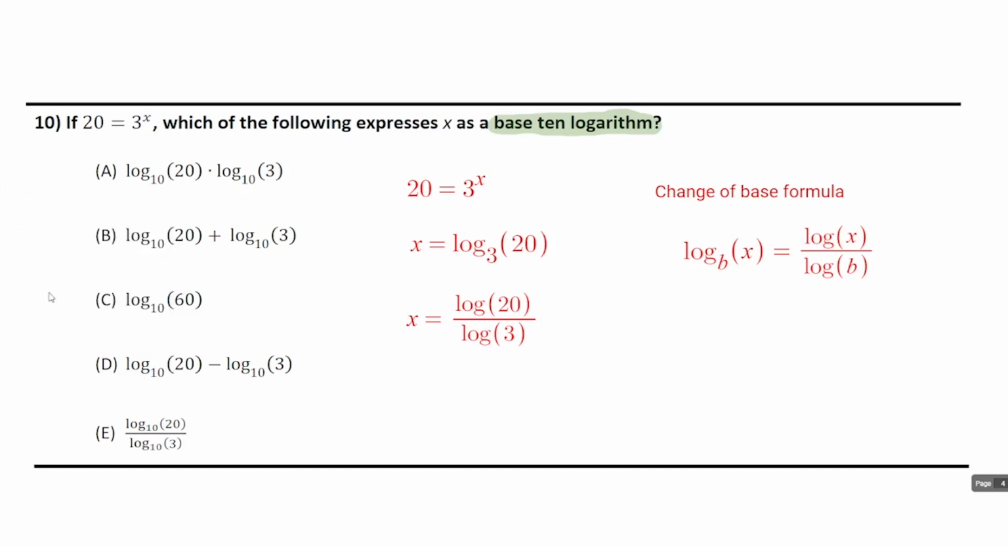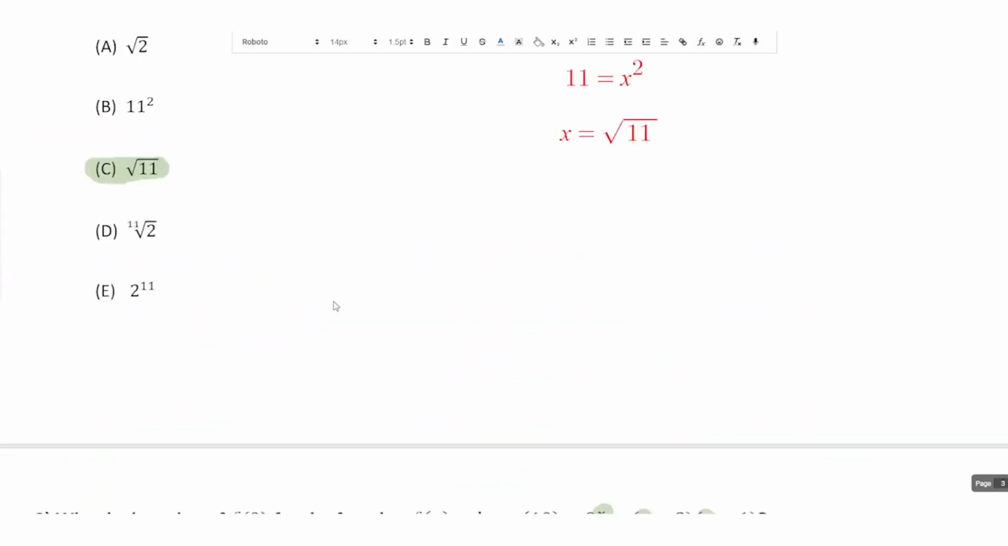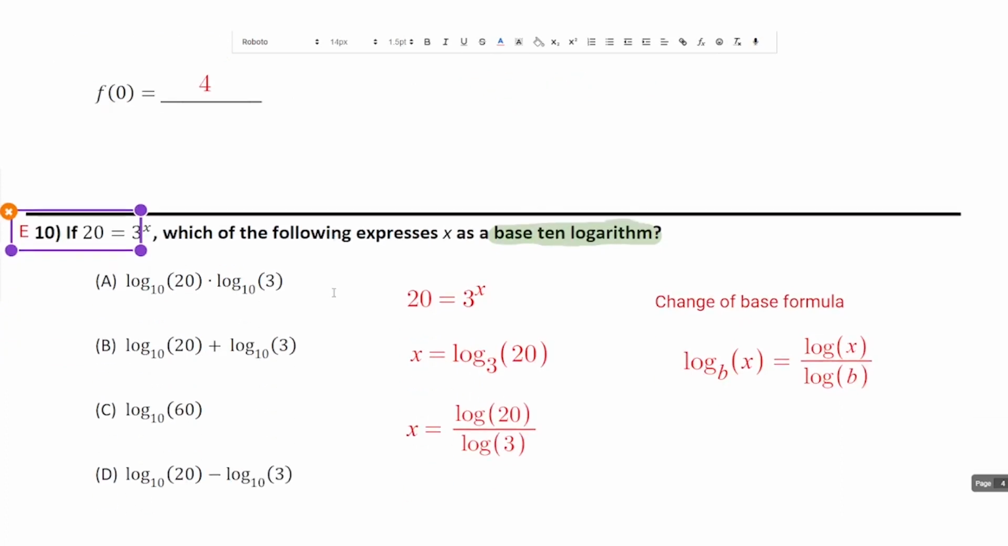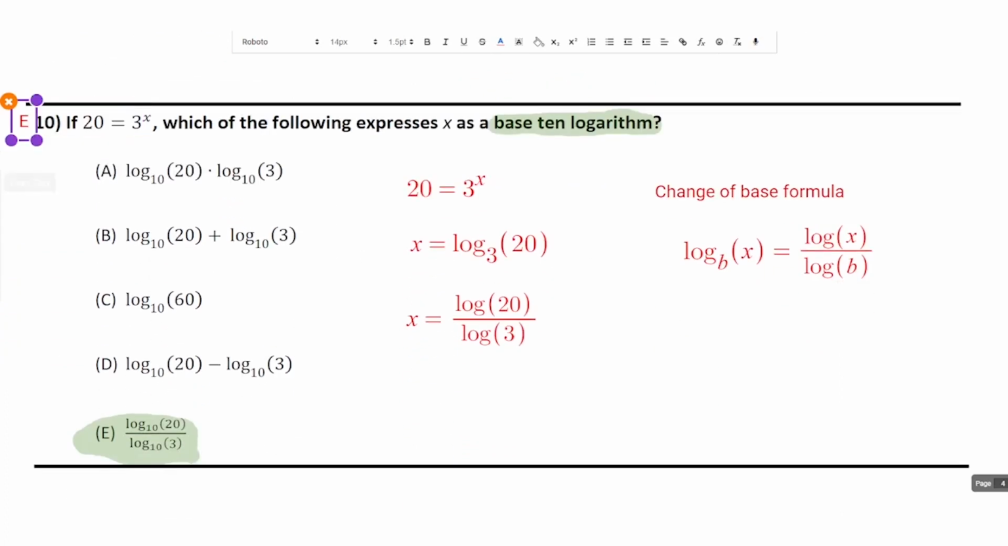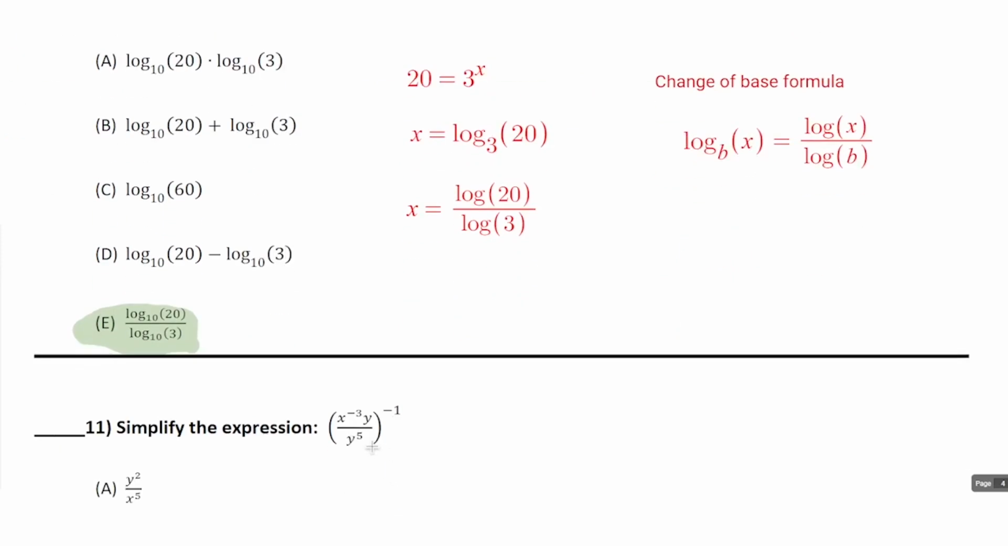So let's see what our options are. Do we have one like this? Yep, here we go. Choice E. I feel like we're getting a lot of E's. Don't count on that, but it's kind of weird. And I didn't put a little space for my answer here. Oops, typo. Okay, there we go. Yeah, it's E.